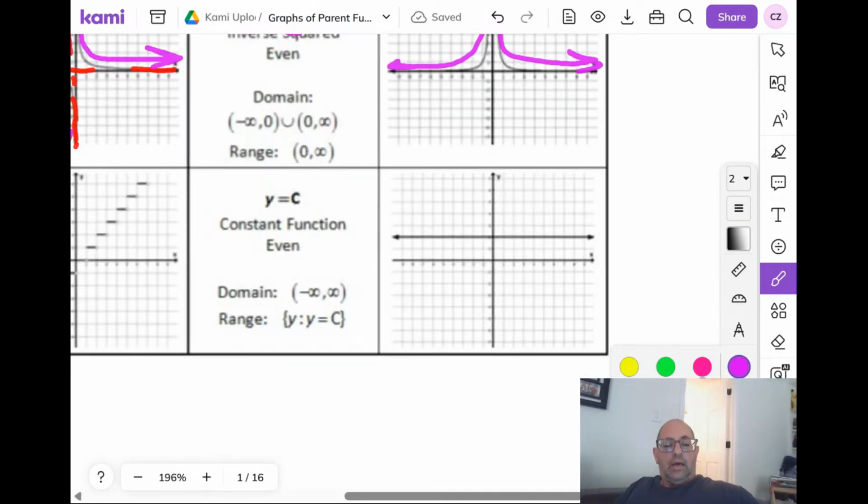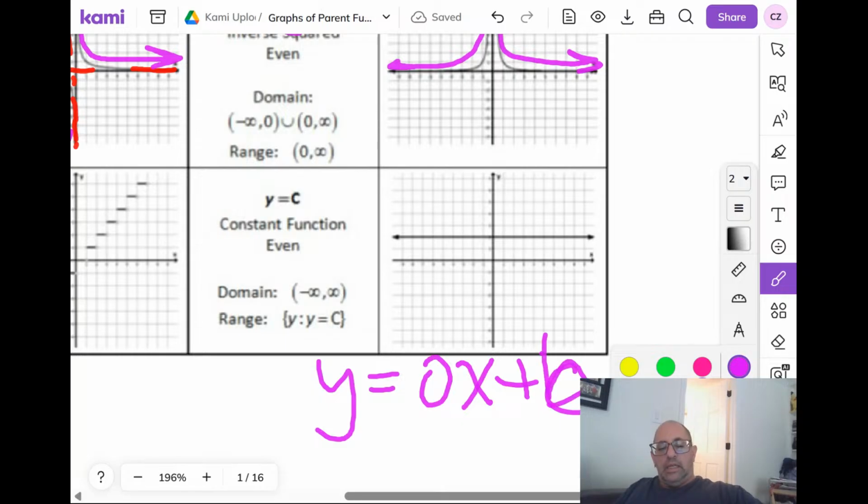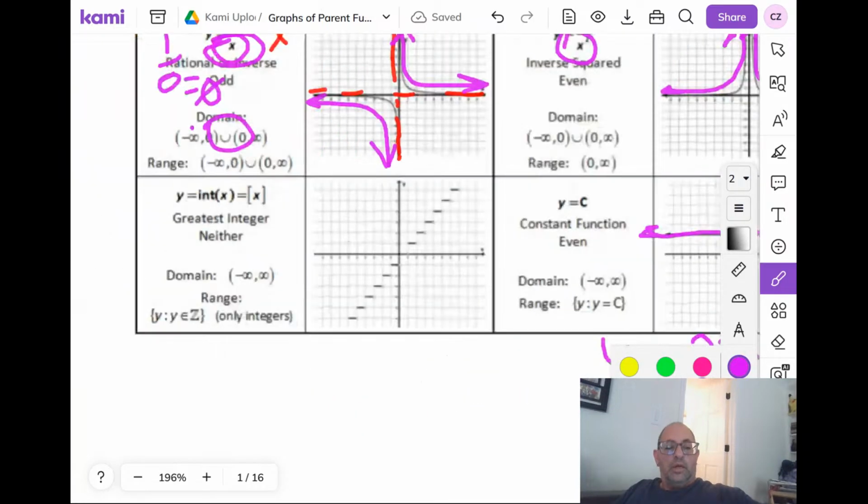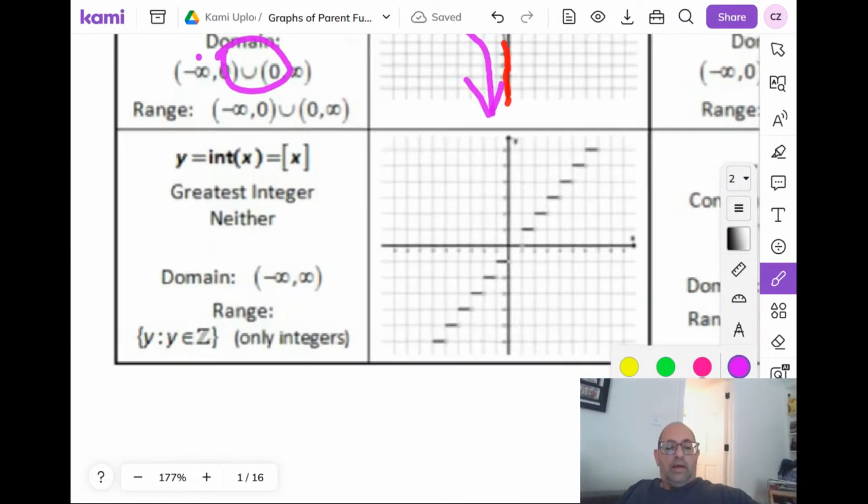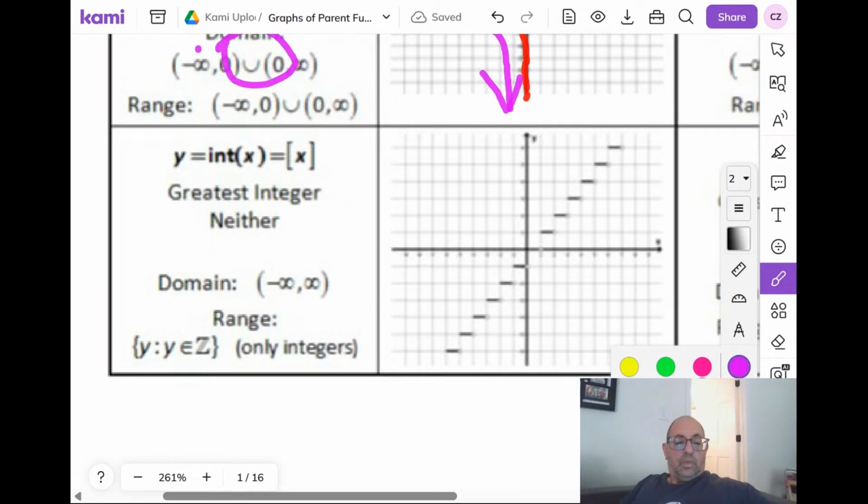And of course, we have y equals 5, y equals 2, etc. Notice it's y equals 0x plus b or c. B is the y-intercept, so it actually has a slope, but it is 0. And then we have the greatest integer function.